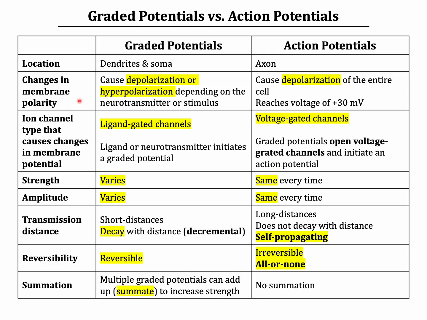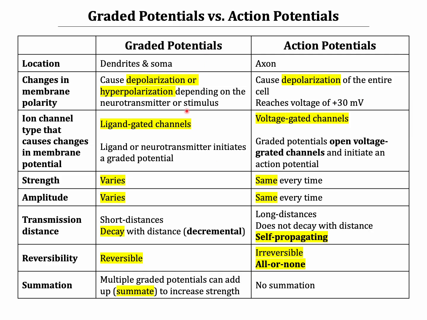As for changes in membrane polarity, graded potentials vary. It can be depolarization or hyperpolarization, excitatory or inhibitory, all depending on the neurotransmitter or the stimulus being applied. Action potentials are always depolarization of the entire cell. These reach a voltage of 30 millivolts, and that is the same every single time.